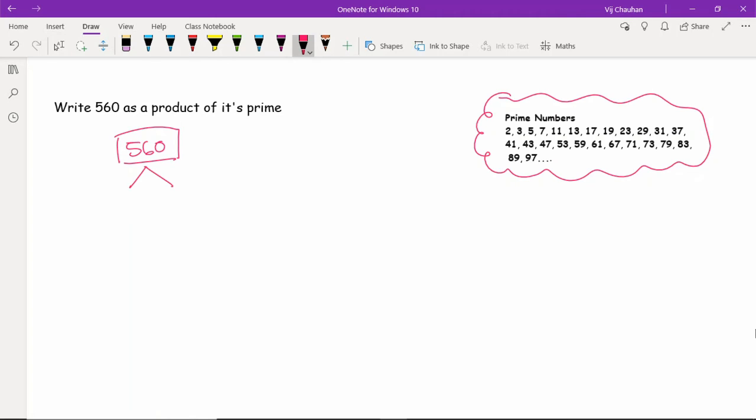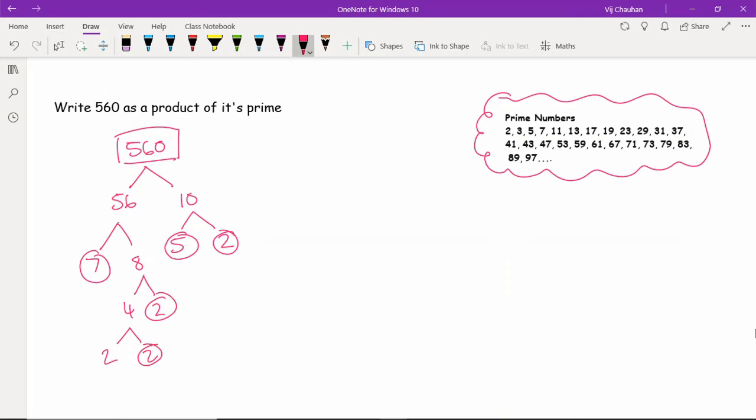I could divide it by 2. I'm going to go for 56 times 10 just because I know it ends in a 0, it's a lot easier for me to do. So working with the 10, I've got 5 and 2, and both of those are prime. With 56, I've got 7 and 8, and 7 is prime. 8, I've got 4 and 2. 2 is prime, and 2 and 2.